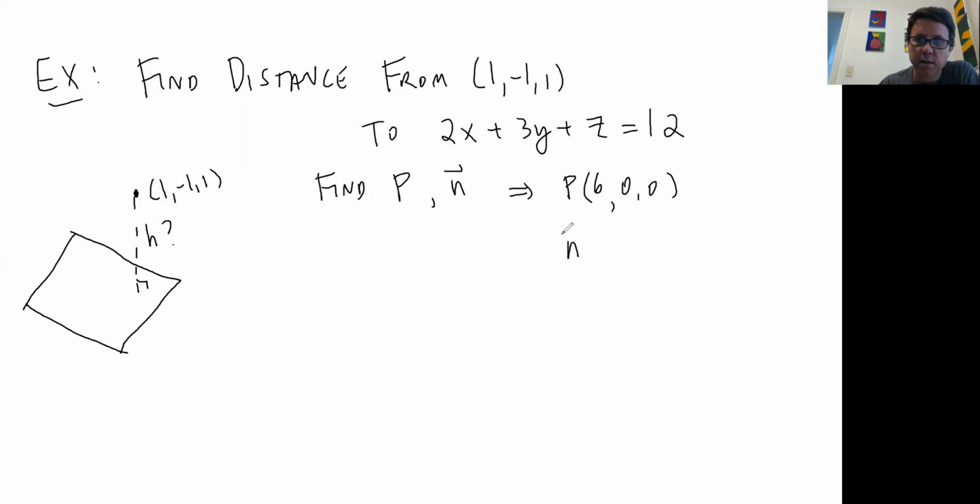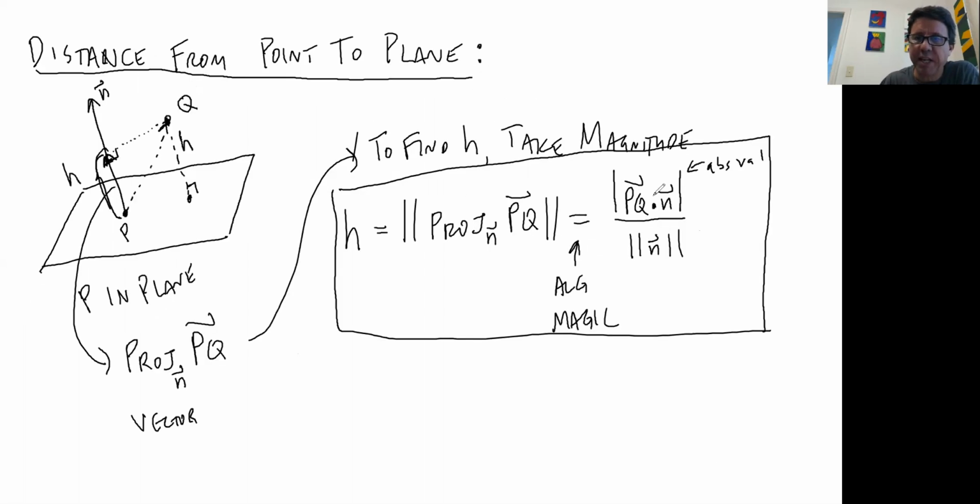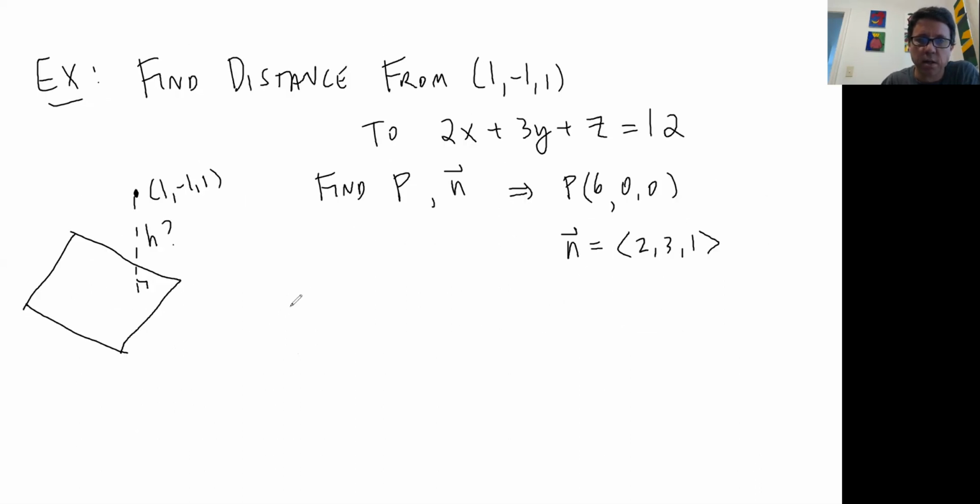N is even easier. It's just the numbers in front of x, y, and z that form the normal. So I've got P, I've got N. Go back to my formula for a second. I need PQ, the vector for PQ, and then I'll be done here. The vector from P to Q.